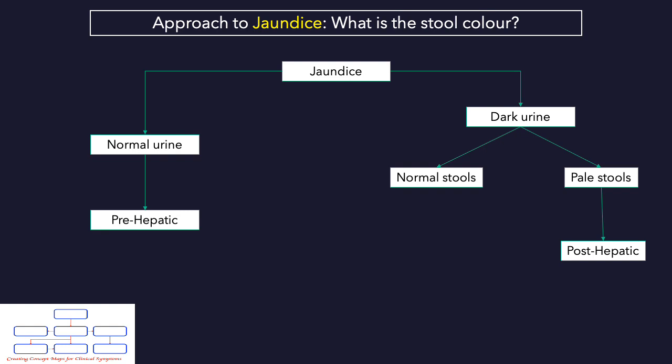If your patient has dark urine, the next question to ask is what is the color of the stools? Pale stools will tell you this is a post-hepatic obstructive jaundice. And if you have normal stools, a simple blood test will further narrow down and nail the class of the jaundice. And this simple blood test is your liver function test.